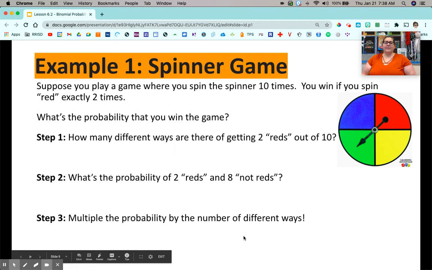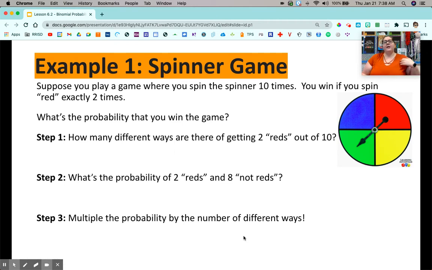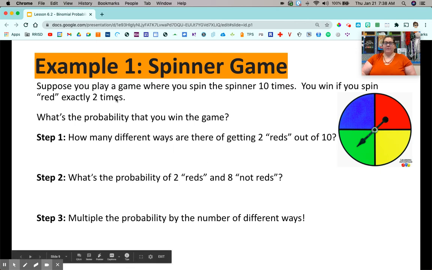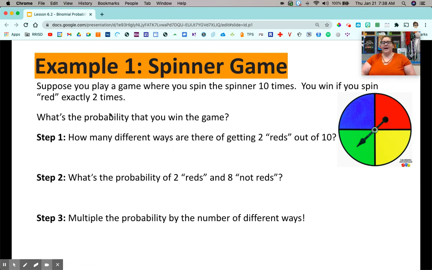So let's look at an example of how we would apply the binomial model to do a little bit of a shortcut. Suppose you play a game where you spin the spinner 10 times. You win if you spin red exactly 2 times. So it has to be exactly 2 times, and you have to spin the spinner 10 times. So that's what makes it binomial. We have that set number of trials. We're measuring the probability of getting red or not red, and we're finding that in a certain number of trials.